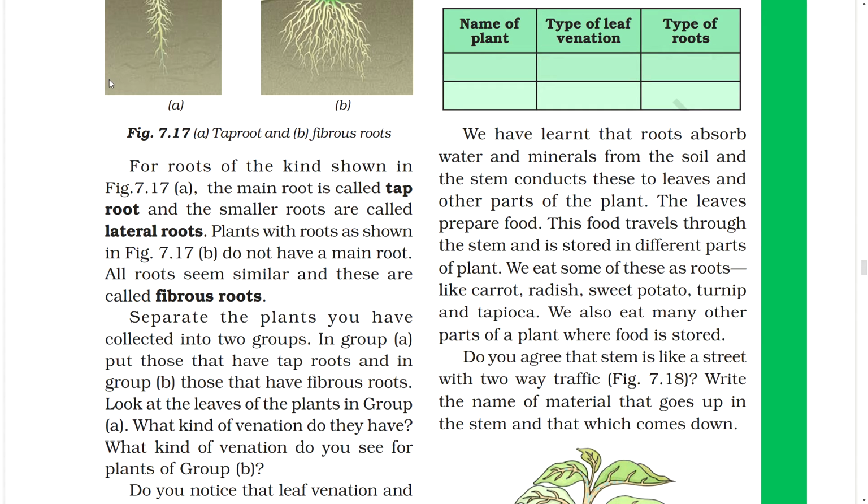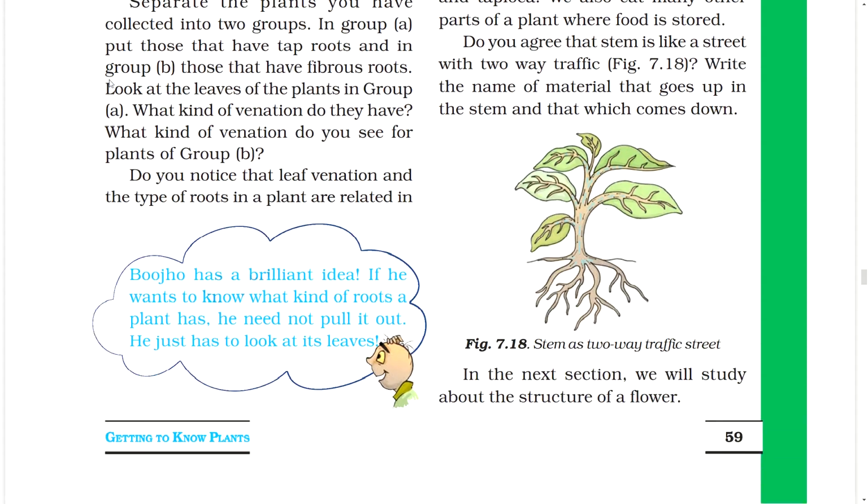Do you agree that the stem is like a street with two-way traffic? Figure. Write the name of the material that goes up in the stem and that which comes down. Figure. The stem has two-way traffic. In the next section, we will study the structure of a flower.